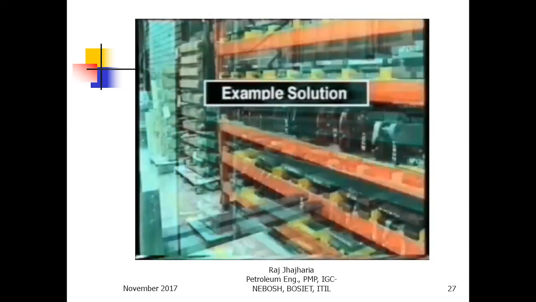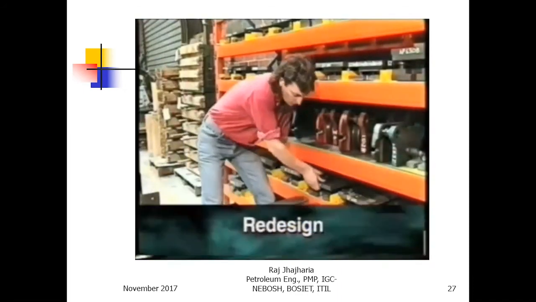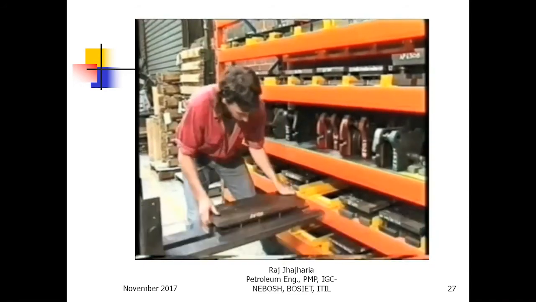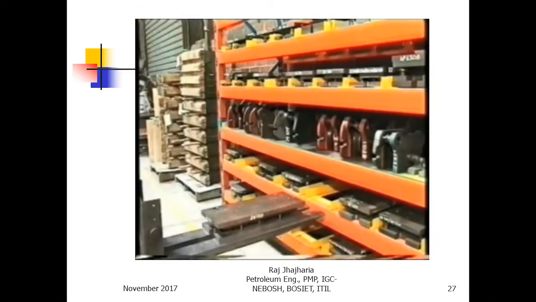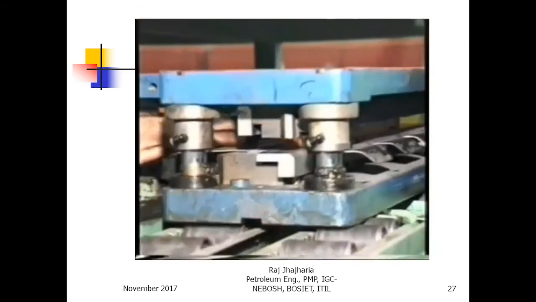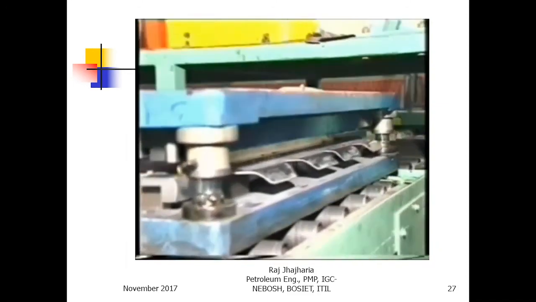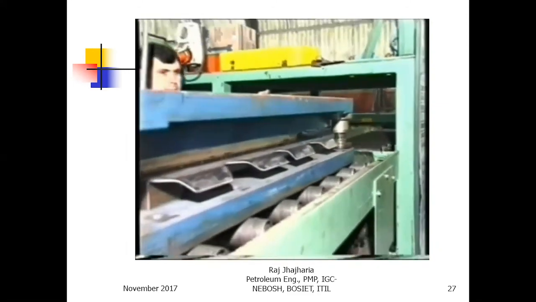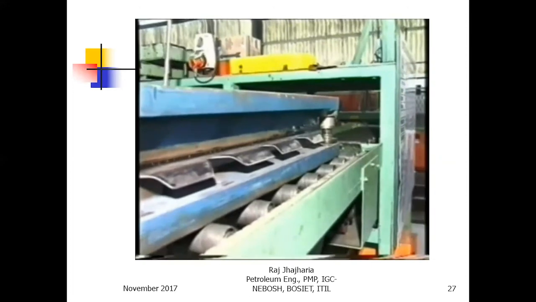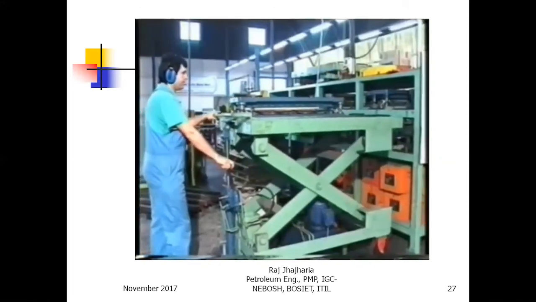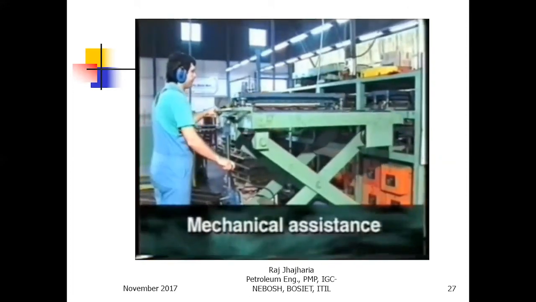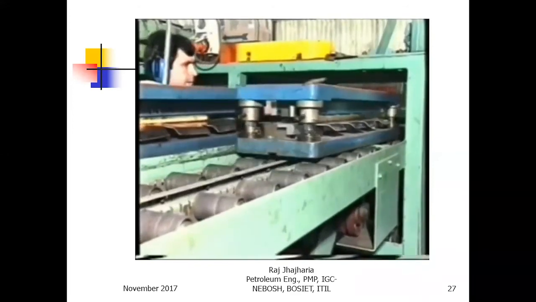An obvious improvement would be to redesign the workplace layout so that heavy dies are placed at a more comfortable work height, and shelving could be fitted with rollers to reduce the pulling effort required to move the dies. Other improvements to the situation would include the use of mechanical aids such as this scissor lift, and ideally automation of the process.